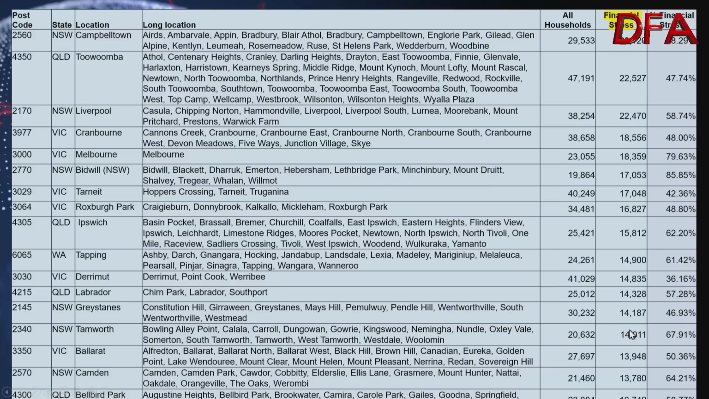Tamworth is on the list at 14,000. Ballarat, another regional centre, at 13,000. And then we go back to Camden, Grasmere, and places like that at 13,000. So that gives you a bit of a flavour of how it all looks. So, of course, you can see here that the stress is spread quite broadly across different areas.